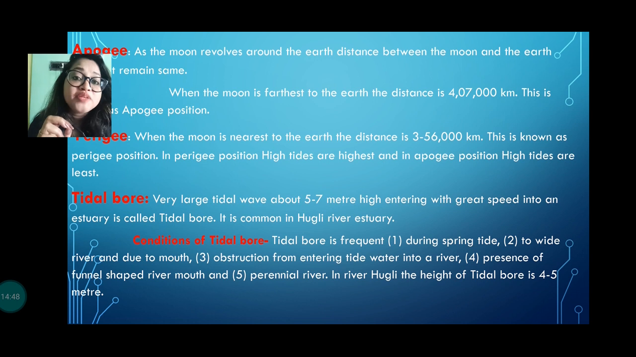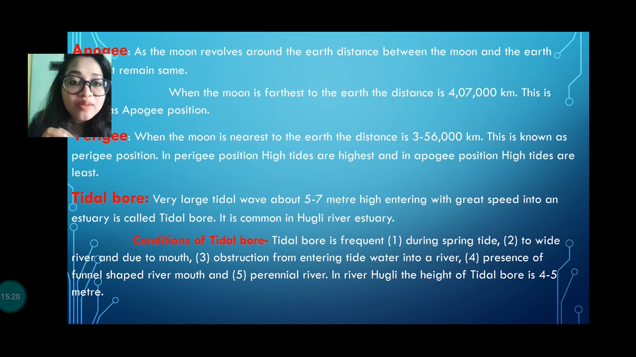That time the distance between the earth and the moon is 4 lakh 7,000 kilometers. This is the apogee position. Then what is the perigee position? When the moon is nearest to the earth, the distance between the moon and the earth is 3,56,000 kilometers. This position is known as the perigee position. During the perigee position, the high tides are the highest, and during the apogee position, high tides are the least.